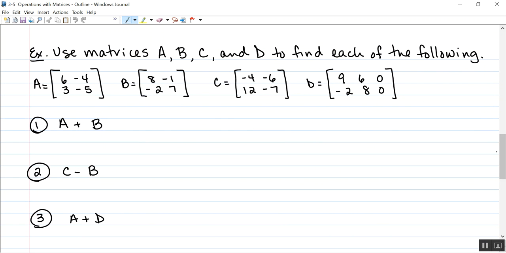So here we have matrices A, B, C, and D, and we need to find each of the following. So number 1, we need to do A plus B. So let's just copy the 2 matrices here. You'll notice A is a 2 by 2 that has these elements. And we're going to add to that matrix B, which has these elements.